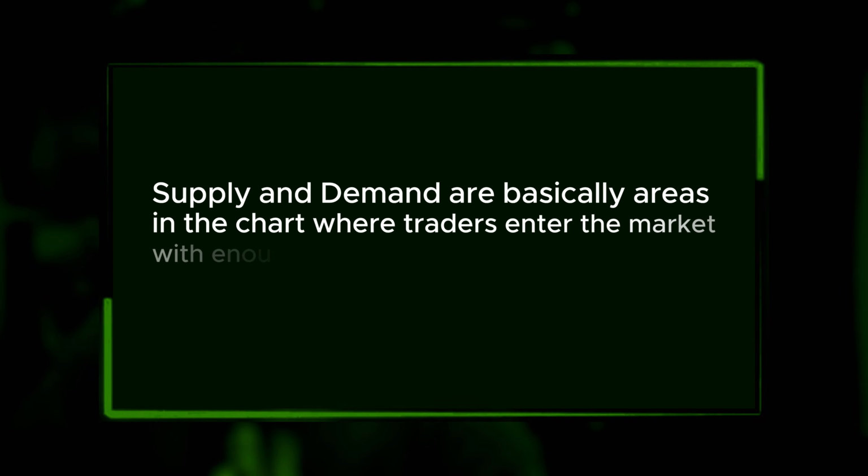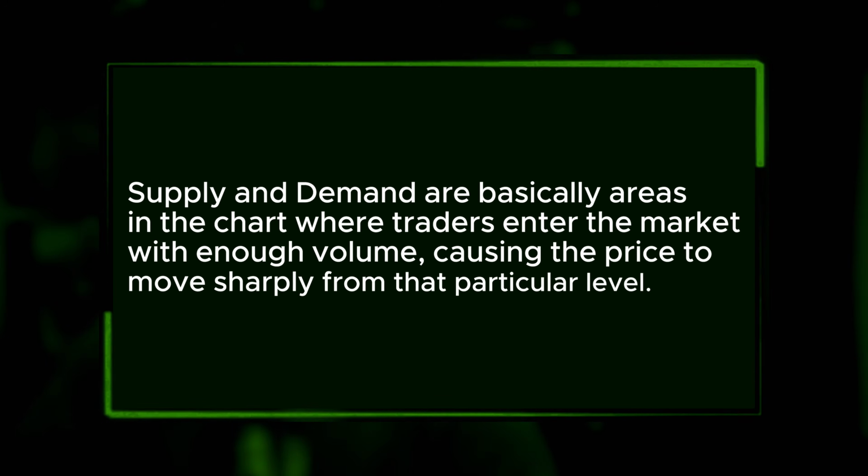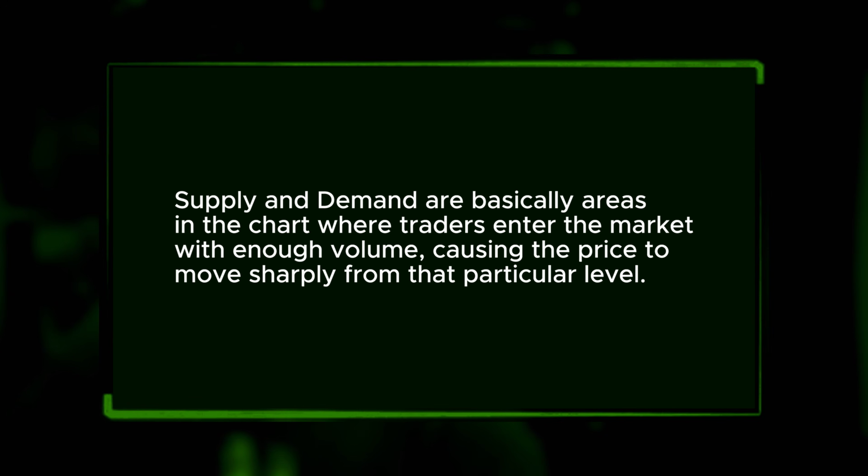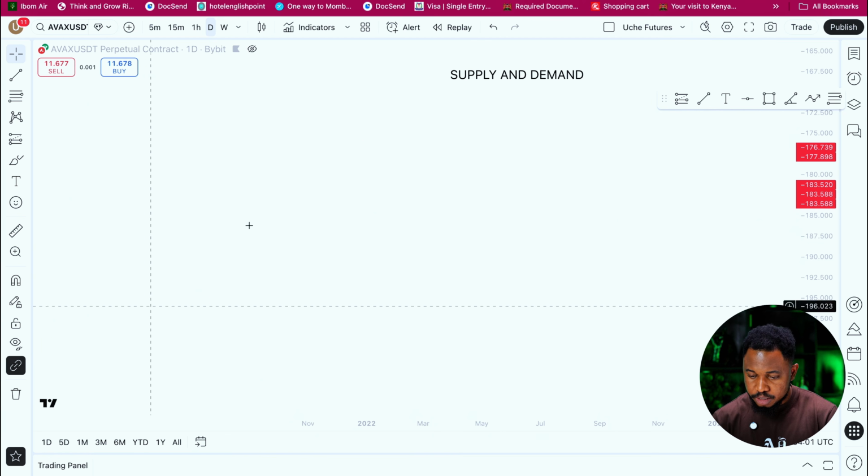What is supply and demand? Supply and demand are basically areas in the chart where traders enter the market with enough volume, causing the price to move sharply from that particular level. So let me make you understand this concept very well.